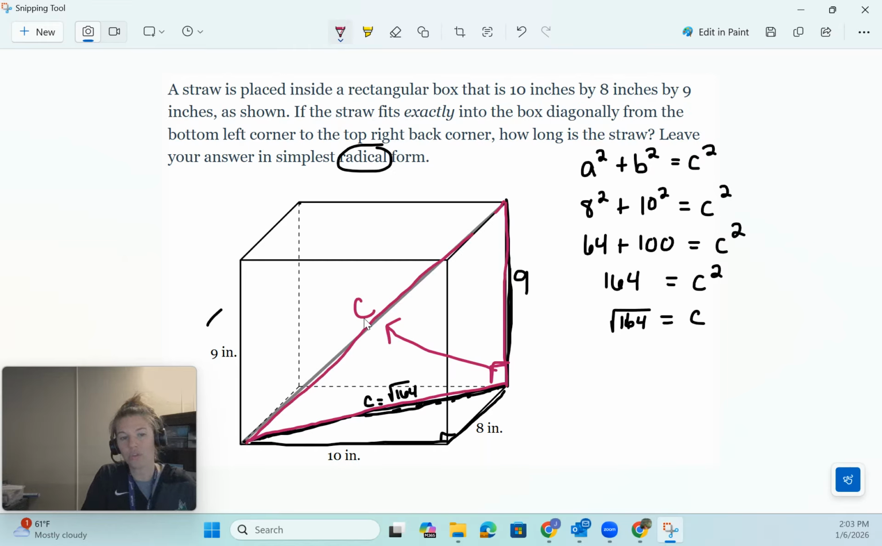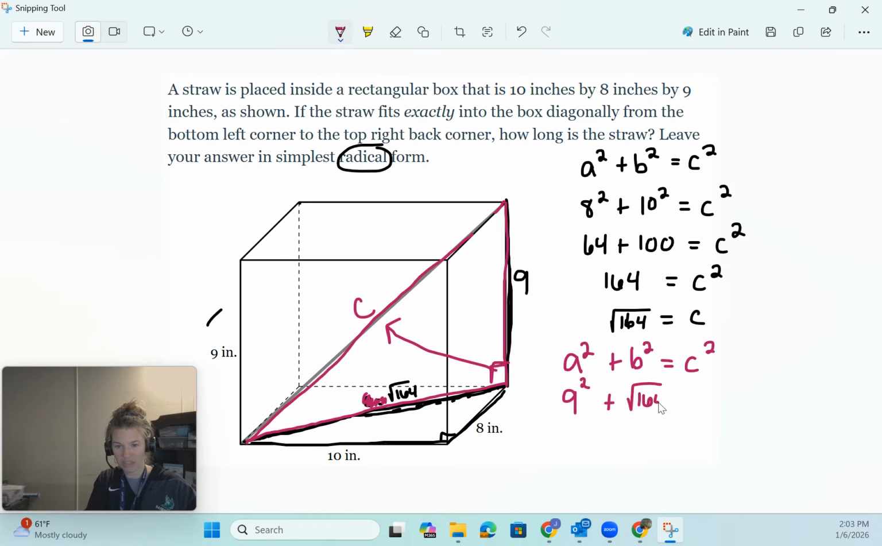So our new c that we are trying to figure out, which will give us our final solution, the length of the straw, is here. This is no longer c. We just know that it is now a leg in our new triangle. We're going to use that same formula, a squared plus b squared equals c squared. Our new a is 9, and we square it, and then the square root of 164, we will square that.